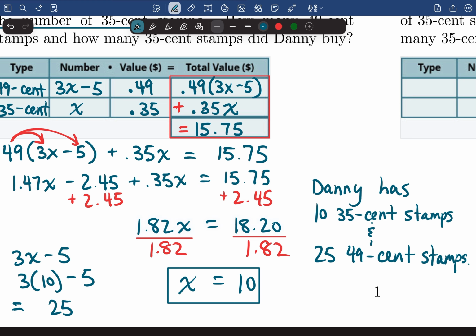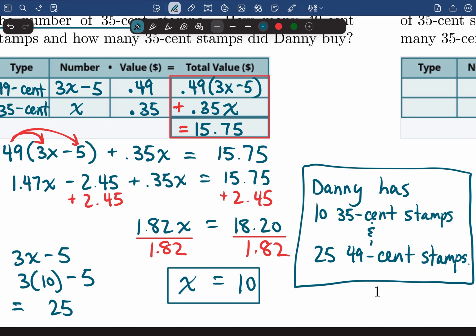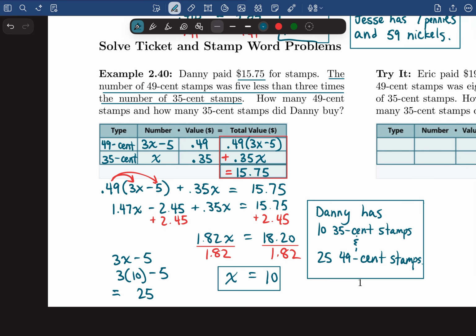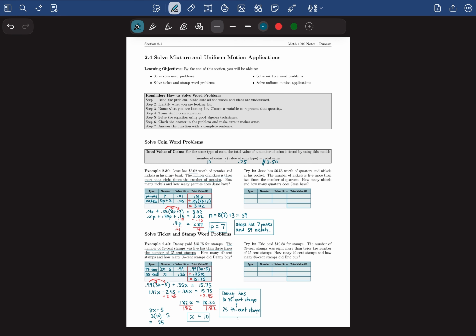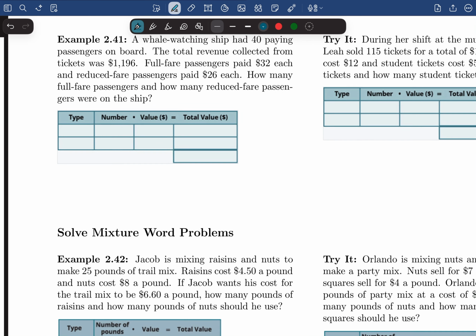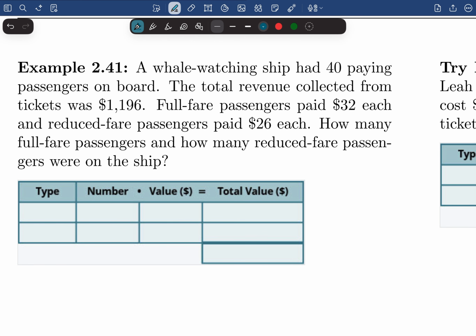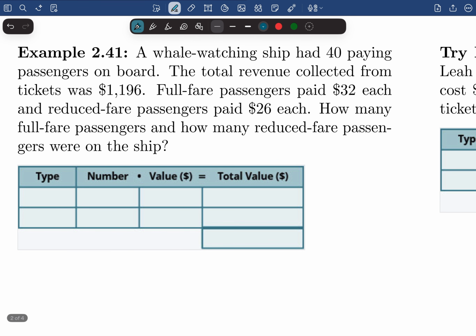Okay, so we just gave context to the solutions that we found for this real world application. Okay, so there we go. Let's now move on from talking about stamps to talking about tickets. So example 2.41 discusses whale watching tickets.